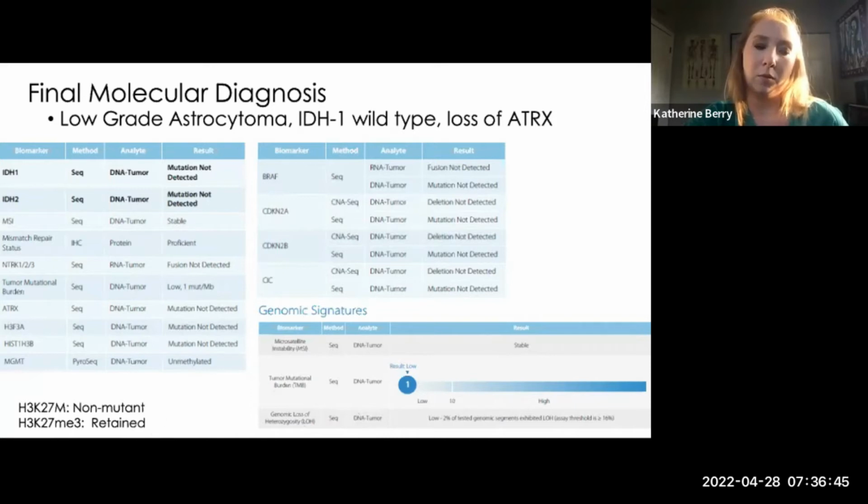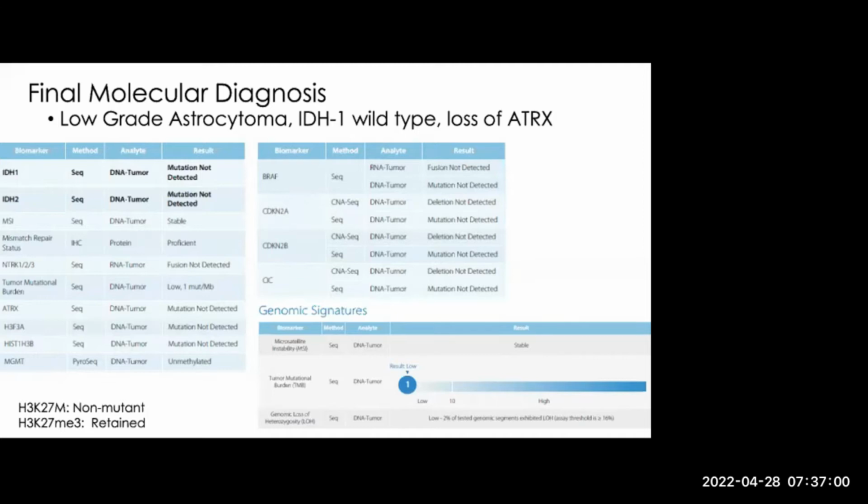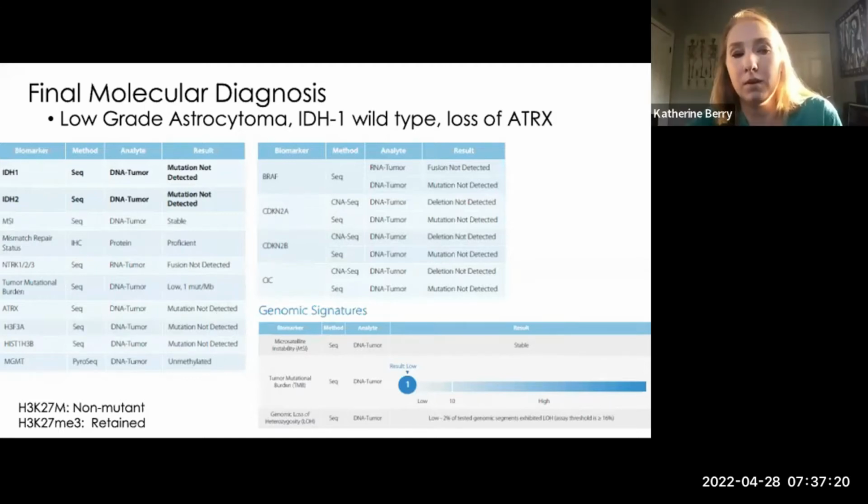And then from our neuropath stains, they did these histone stains, which were retained or non-mutant. And also the BRAF mutation was not detected. And the CDKN2A-B are not detected either, which is a good sign, because CDKN2B would raise the grade to a grade 3 or 4. And the ATRX is not lost in this report.